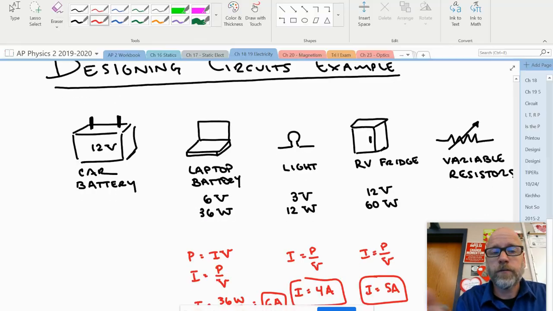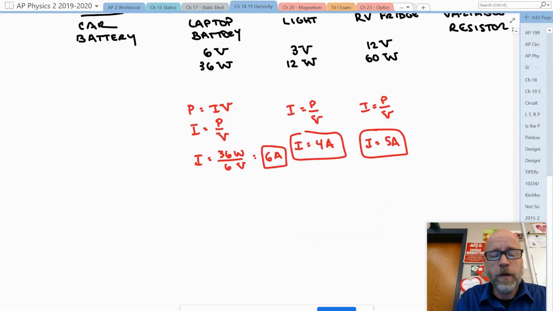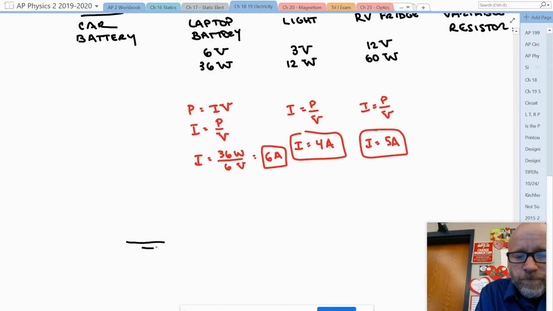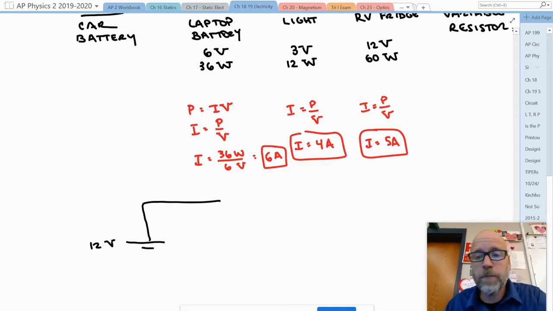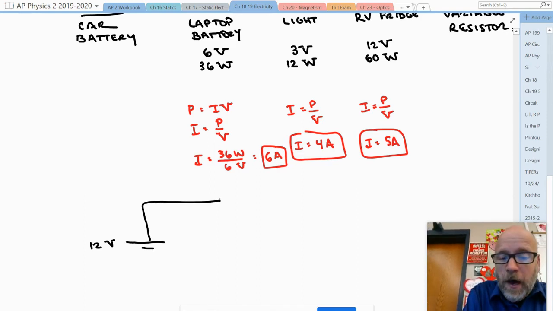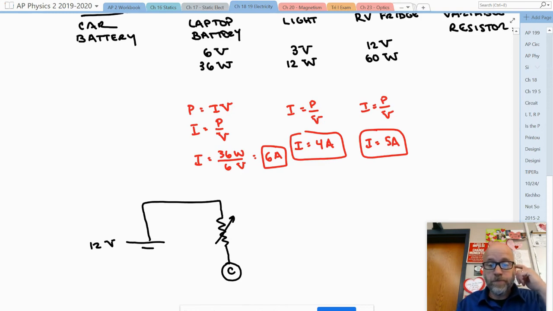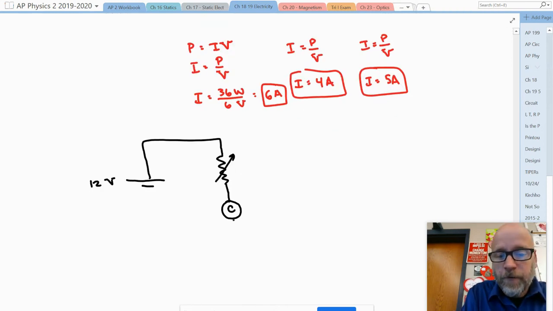Now I'm going to do this. So let's go ahead and do that. I'm going to start with a car battery, 12 volts. And the order that I put these does not matter. I sometimes like to think that if I put the resistor first, I know it will drop a certain amount before it gets to my laptop. Now I'm going to call that a computer, so we'll go with C. Okay, and then down to 0.